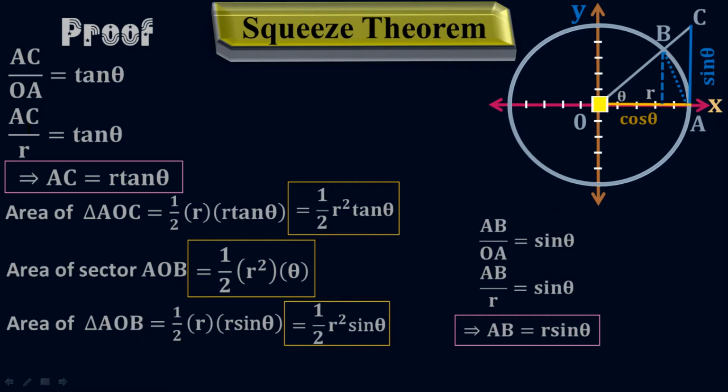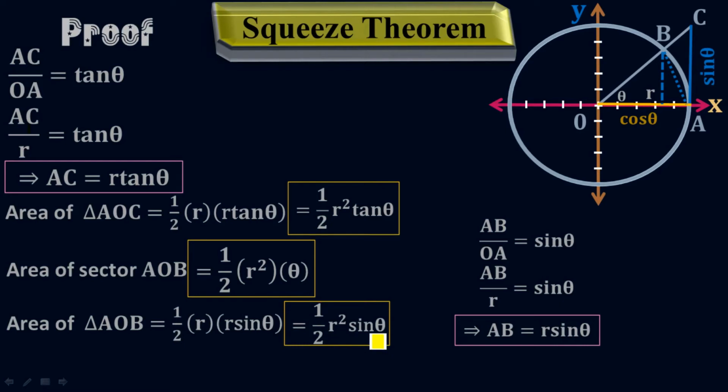So we got all three values. The area of triangle AOC is 1/2 into r square times tangent theta. The area of sector AOB, this curved part included, has the typical formula 1/2 into r square times theta: the square of the radius and then times theta. And the triangle AOB equals 1/2 into r square sine theta.